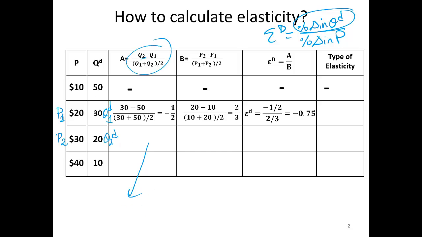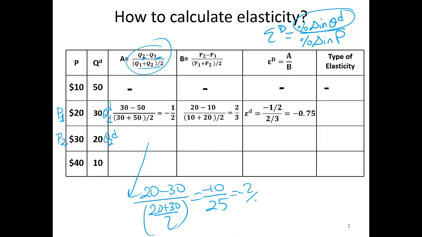The formula says final quantity minus initial, divided by their average. Final quantity 20 minus initial 30, divided by their average, 20 plus 30 divided by 2. So it's going to be negative 10 over 25, or negative 2 over 5. Okay, there you go.